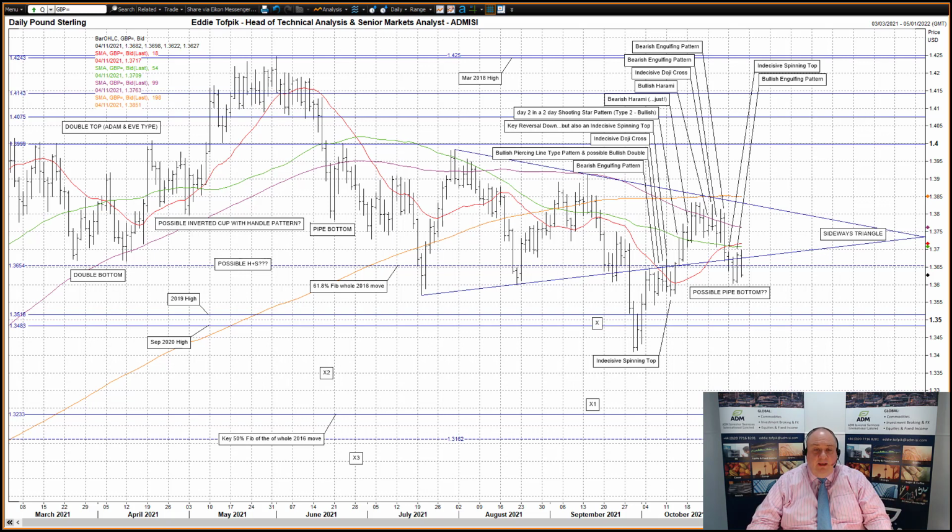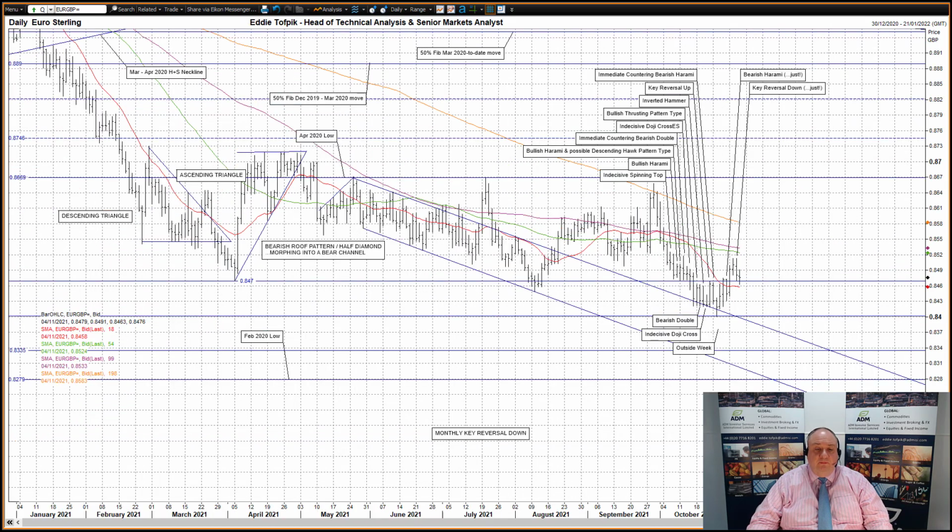So far today, a small peak higher, then back down below the trend line for the sideways triangle, and another move towards a recent low, thus potentially obliterating the nascent pipe bottom built up over the past 2 days.